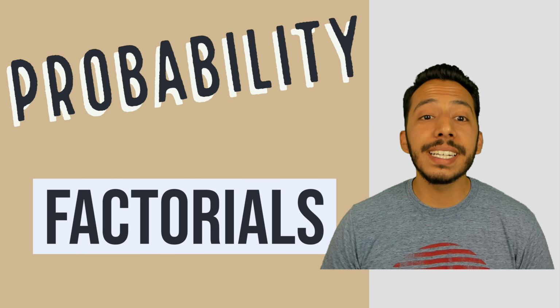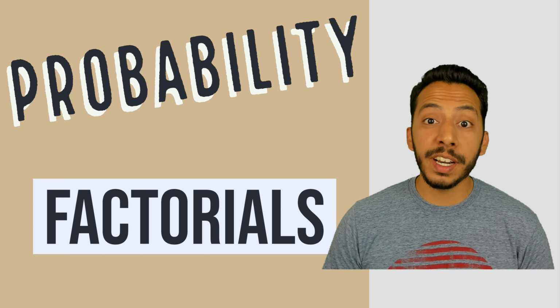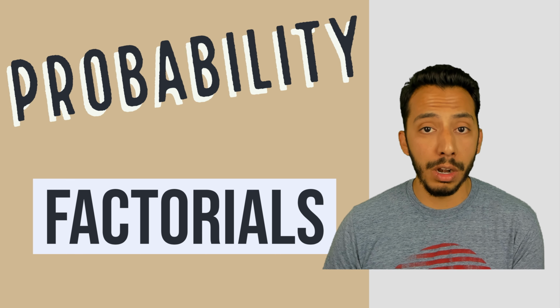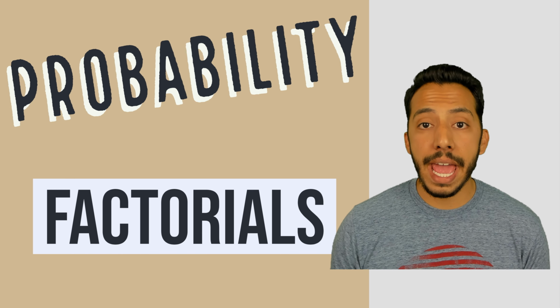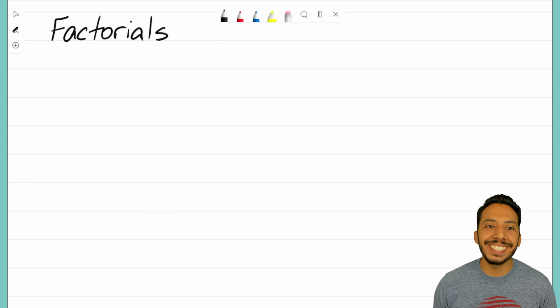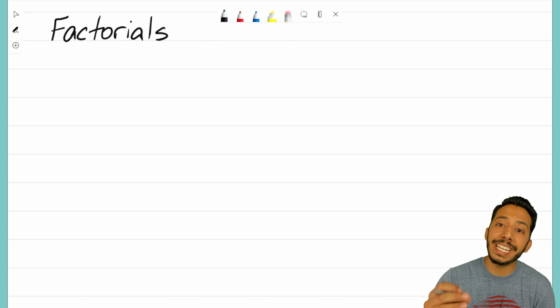In this video, we're going to take a look at probability, but we're going to focus in on factorials. We're going to learn exactly what they are, what the notation means, and how to use them when using a math problem. So let's jump right into this example problem where we have to figure out what a factorial is. Well, a factorial is written in this way.